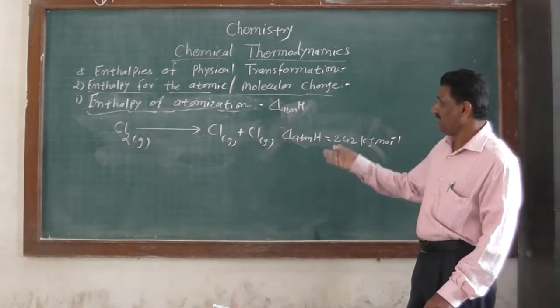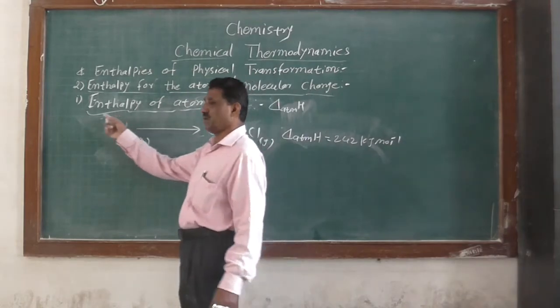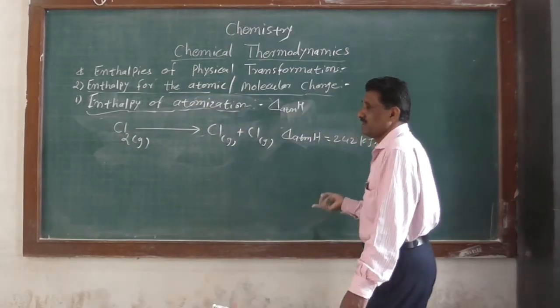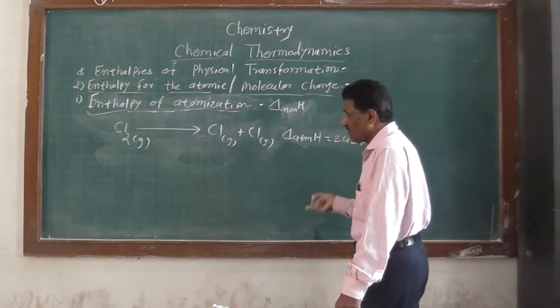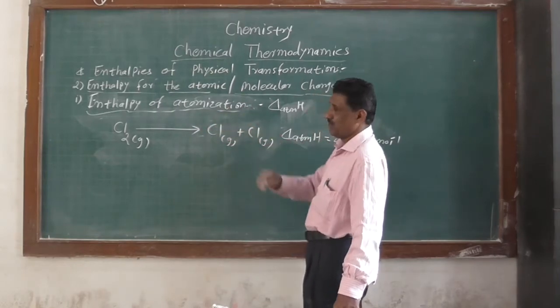And that is called atomization. This is the chlorine molecule. One mole of substance dissociates into its atoms or free radicals, which is called the enthalpy of atomization.